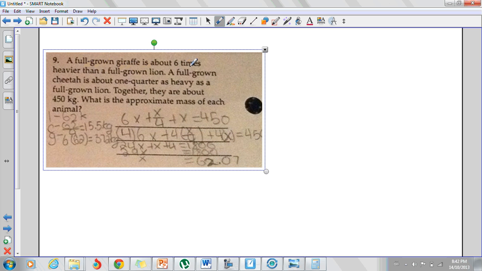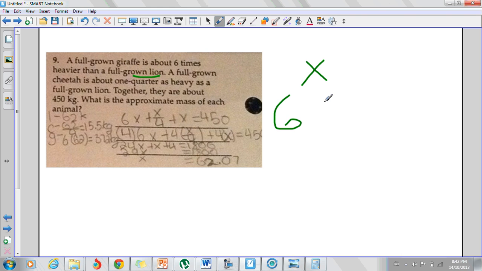A full-grown giraffe is about 6 times heavier than a full-grown lion. Okay, so let's pick the lion as our letter. So I'm going to say x is the lion. What's a full-grown giraffe? 6 times that. So it's going to be 6 times the x. So here's our lion, here's our giraffe, 6 times that.